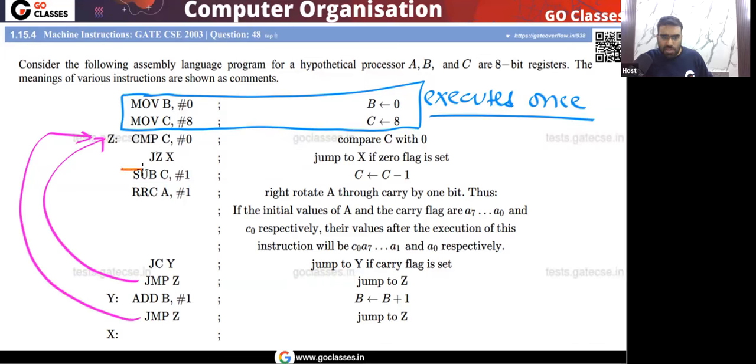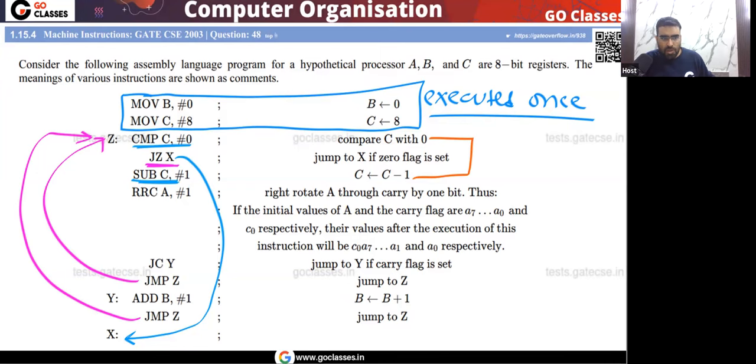In every instruction, you are subtracting the value of C. And remember, this comparison is done based on C. So in all of them, you can see the C value is decreasing and you are doing the comparison based on C. And remember, only this instruction can take you to X. So 8 iterations will happen. In every iteration, C value will decrease.